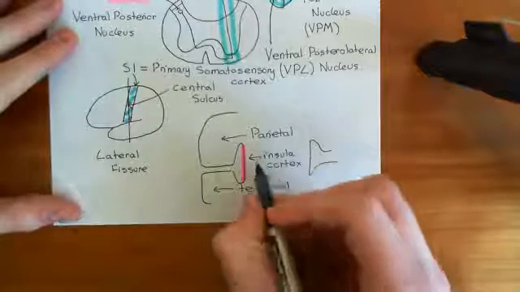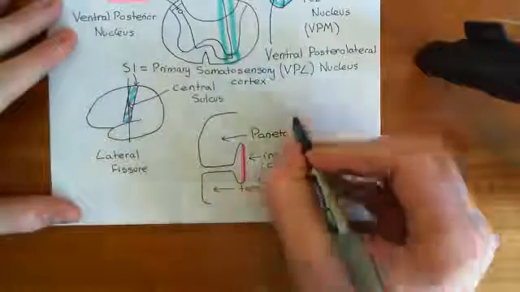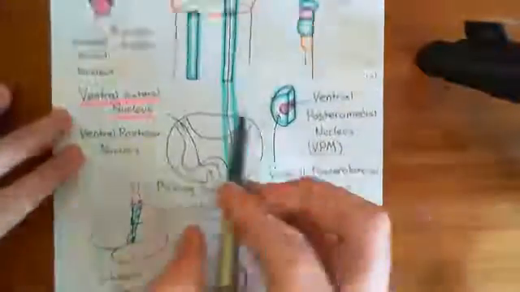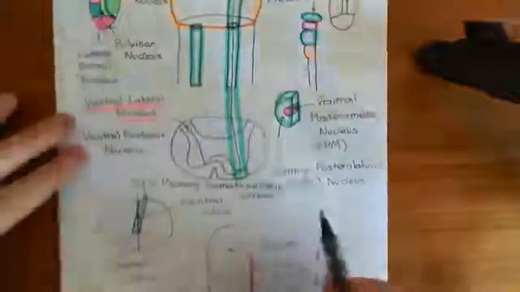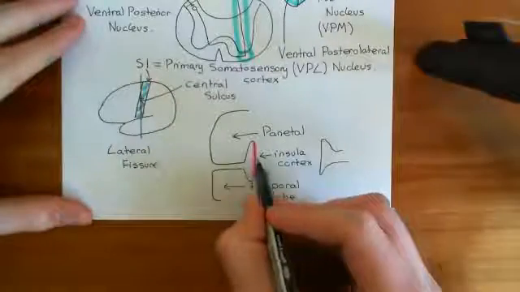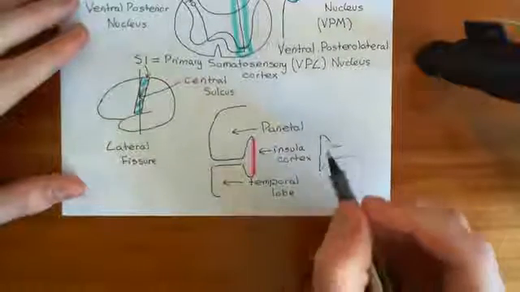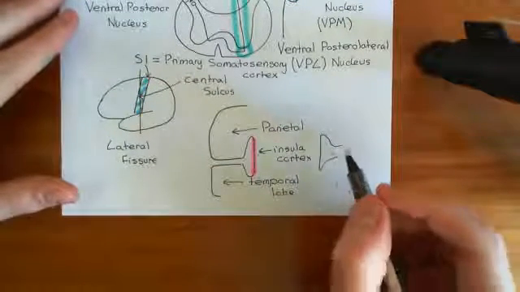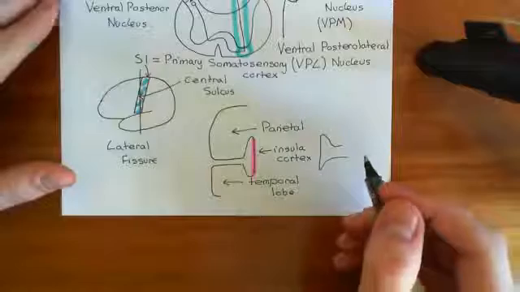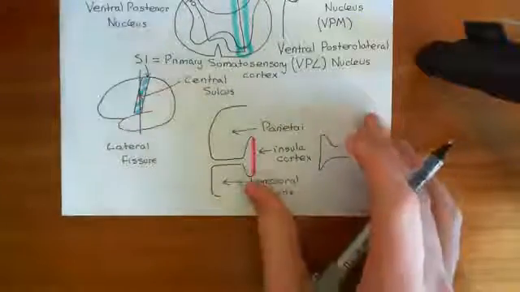Okay, and as I say, the left ventroposterolateral nucleus, this one here, will project to the left insular cortex, and the right one to the right insular cortex. Okay, and this seems to be involved in the conscious experience of pain. Okay, now, finally, the anterior cingulate cortex.